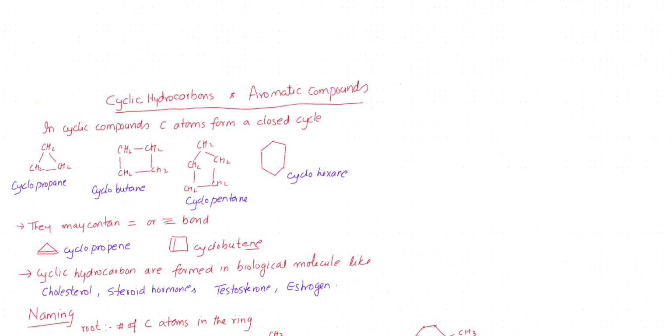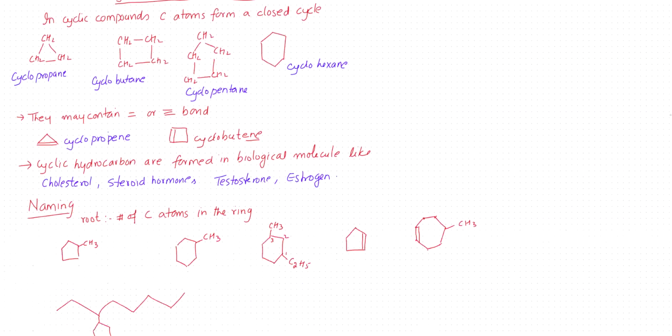Cyclic compounds are named as follows. The root is the number of carbon atoms in the cycle, like 5 carbons in a cycle. So the root is cyclopentane. For example, here there are 5 carbons in a cycle and there is a methyl group attached. So we call it methyl cyclopentane. Cyclopentane is the root and methyl is a side chain.